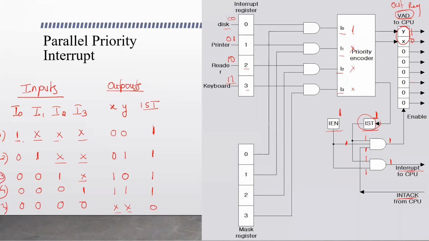Any doubts in this? Daisy chaining interrupt and parallel priority interrupt. Have you understood? Fine. Yes.